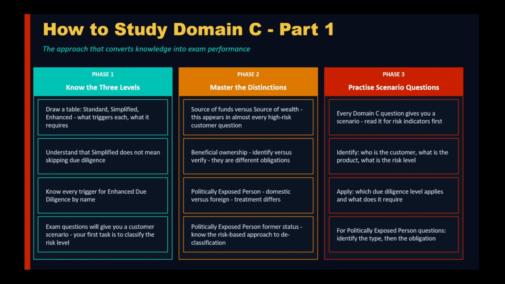Your discipline when reading these questions must be to identify the risk indicators first. Who is this customer? What category do they fall into? What products or services are involved? What risk level does that trigger? Then apply the correct level of due diligence and identify what specifically it requires in this scenario. Practice until classification becomes automatic.